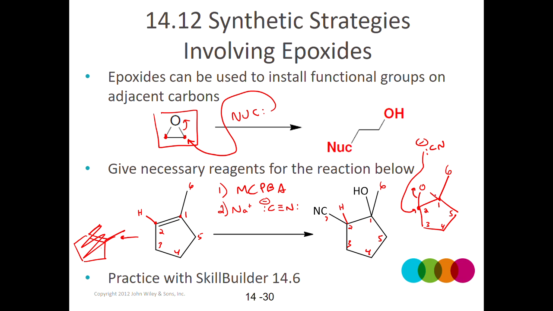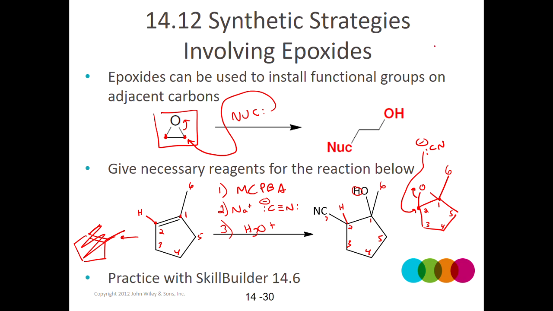When the oxygen opens up, it would be a negatively charged oxygen on carbon 1. So I still need to provide this proton. So in the third step, I would add some H3O+. I wouldn't add these two together. I don't want to protonate the oxygen first.